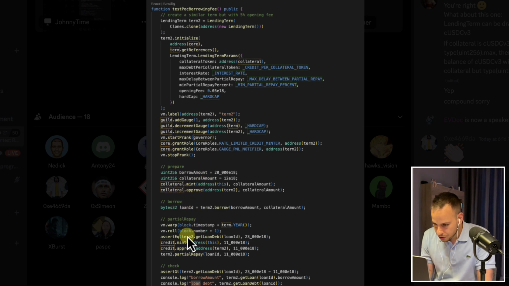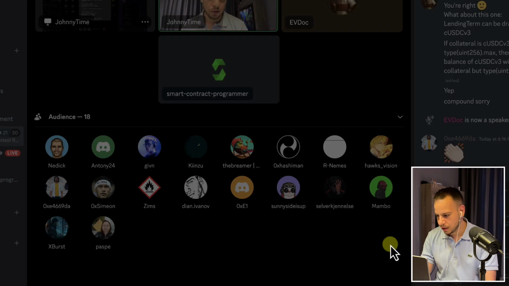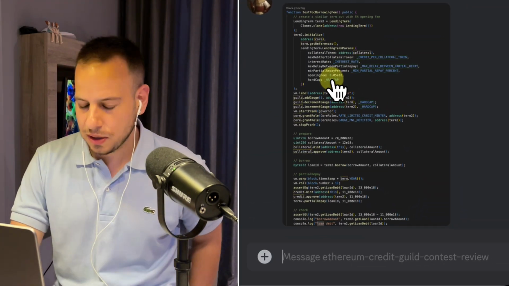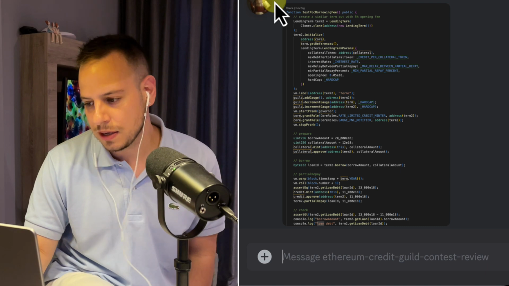Prepare, borrow, partial repay. Check. Oh, so you basically pay, and the second time you're supposed to pay more than you actually are supposed to pay, right? Yep. Yeah, cool. So this is probably a legit one, but again, it depends on what they write in the docs about the opening fee. Nice one.